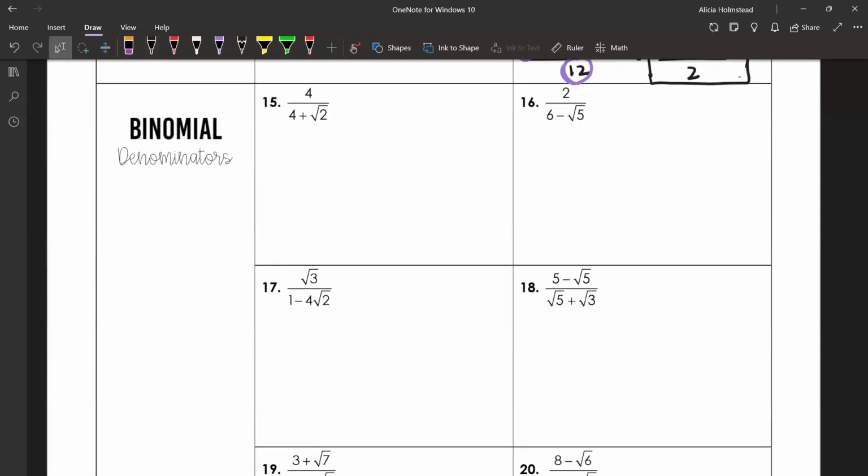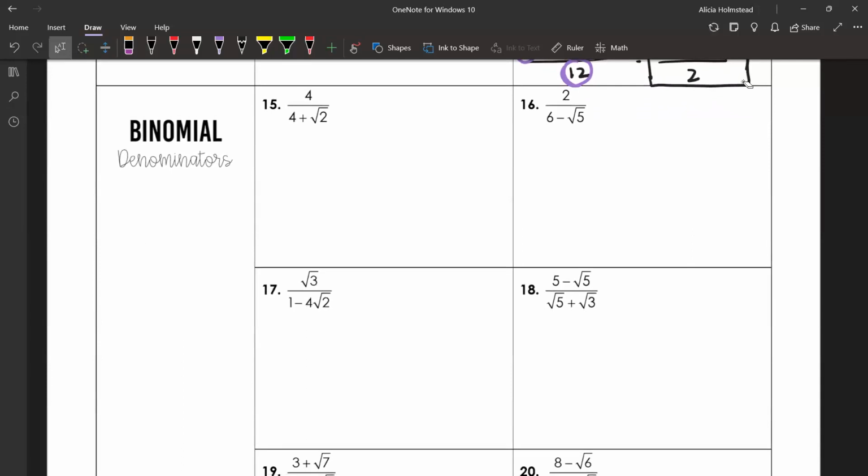And our final idea for this lesson is binomial denominators. So this is when you have some addition or subtraction happening in your denominator. The thing that we talked about earlier where your denominator can't have a radical still applies. But in order to get rid of it, you can't just multiply by the radical. You have to multiply something called the conjugate. And the conjugate just means that it's the same thing here, but you're just going to change the sign between them. So the conjugate of 4 plus 2 square root 2 is 4 minus the square root of 2.